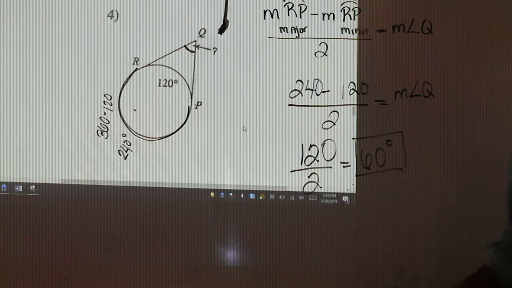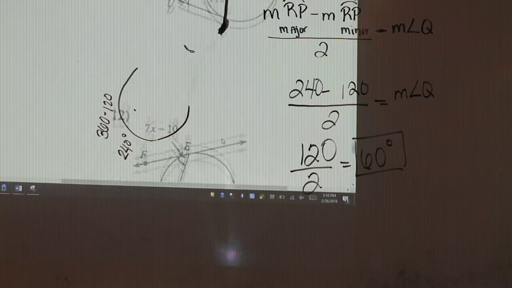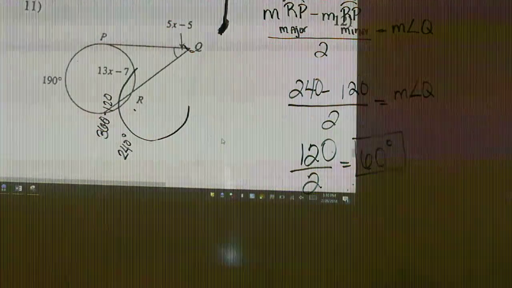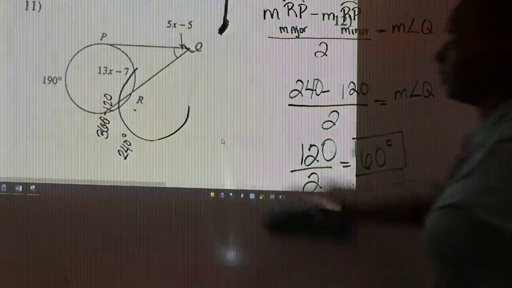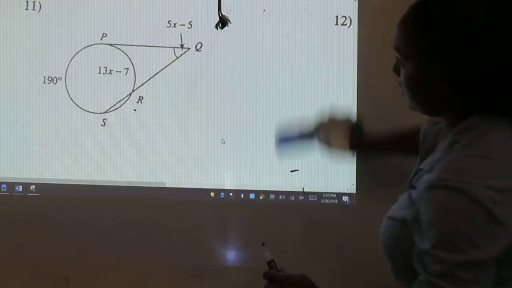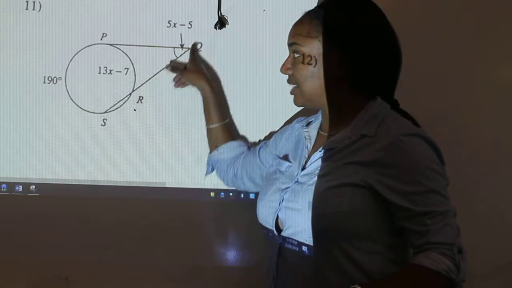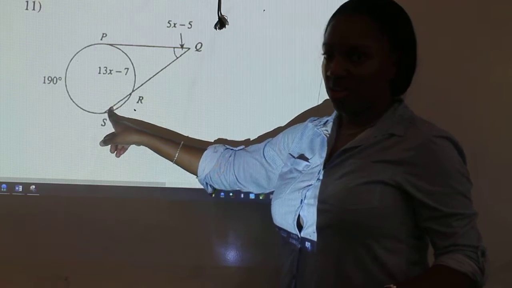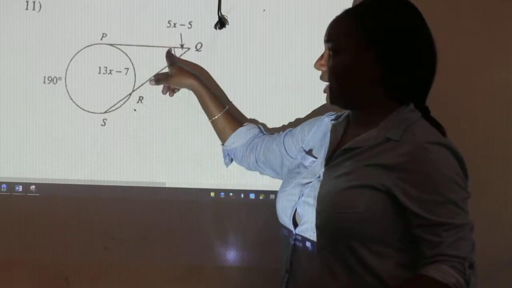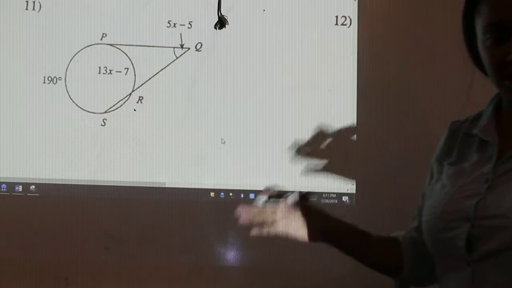Now let's scroll down to number 11. For this question, we're using the equation for when a tangent and a secant intersect each other. We have the far arc minus the inner arc divided by 2 equals the angle outside. We have variables here, so it makes it a little bit more complicated, but same formula.